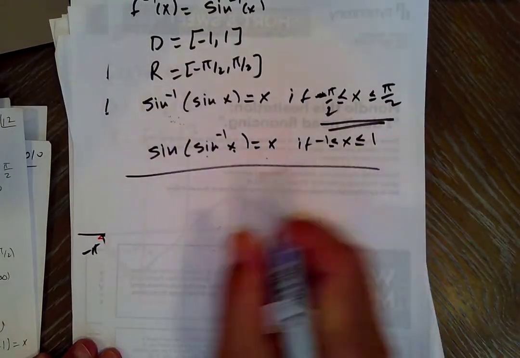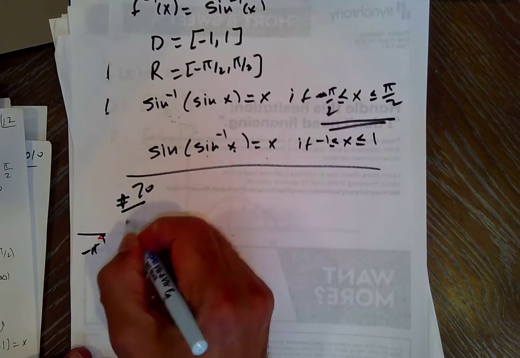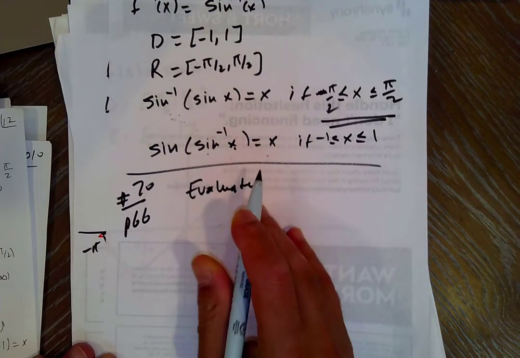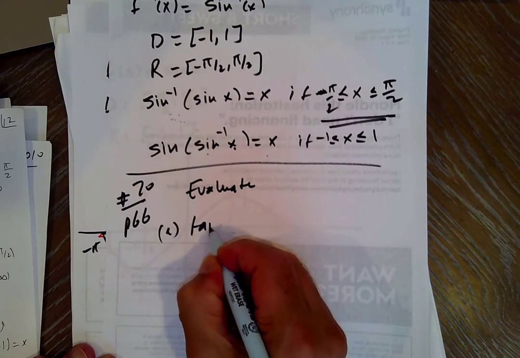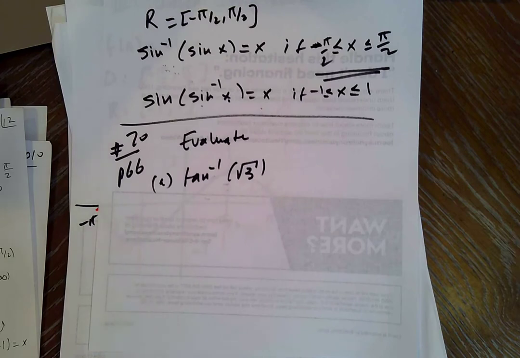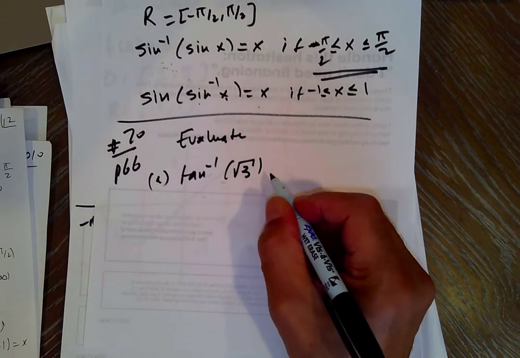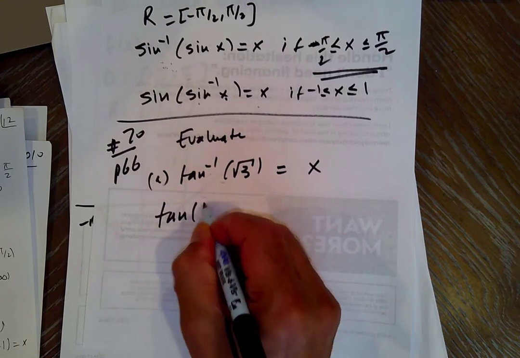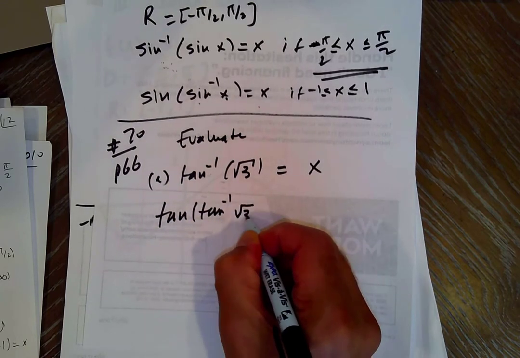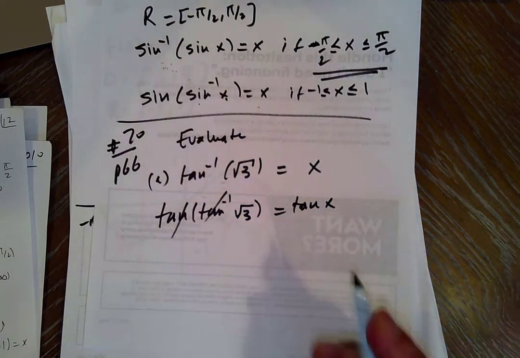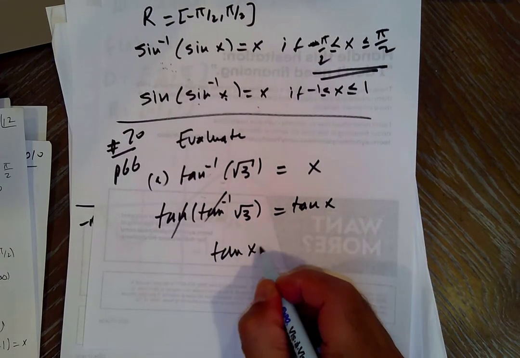So let's see some examples. Say I want to do number 70, page 66. How do we evaluate part A, tangent inverse of root 3? Well, to find tangent inverse of root 3, we can write it equal to x and then take tangent of both sides. So we can get rid of tangent inverse, since tangent is one-to-one when we restrict the domain. So tangent x is root 3.